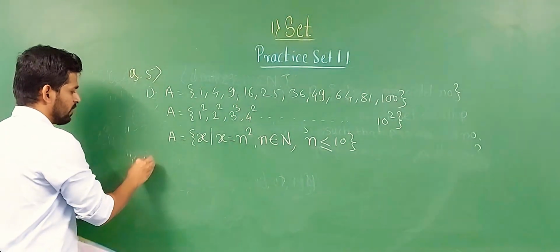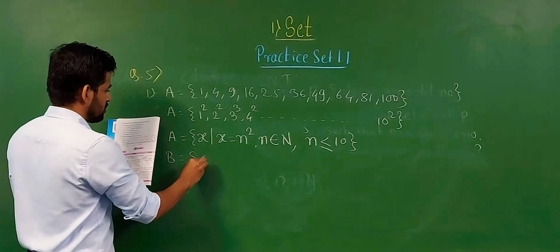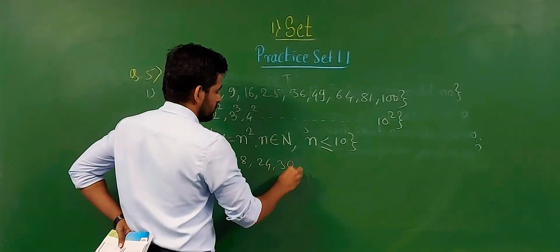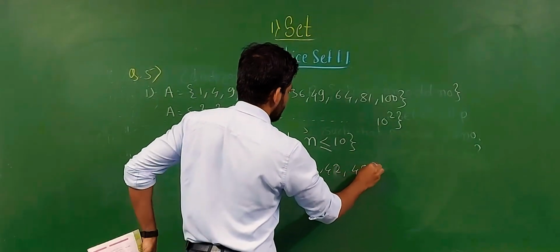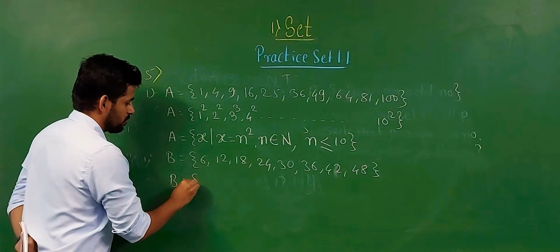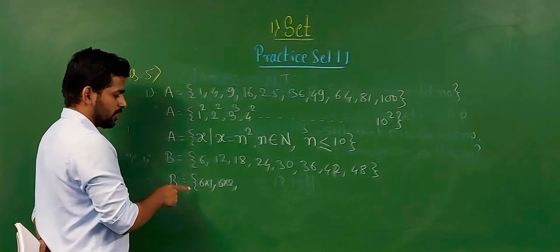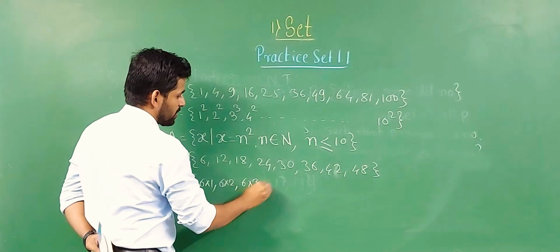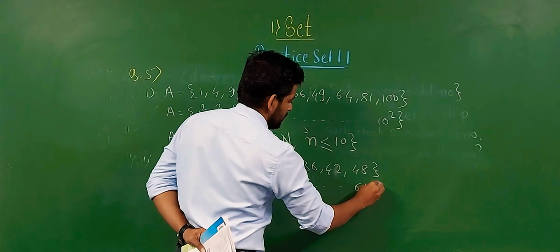So second one, maybe it is the same. B is equal to 6, 12, 18, 24, up to 48. First we write it in simple form, that is B is equal to 6 multiplied by 1, then 6 multiplied by 2. It is not necessary to write this step. 6 multiplied by 2, 6 multiplied by 3, 6 multiplied by 4, up to 6 multiplied by 8.